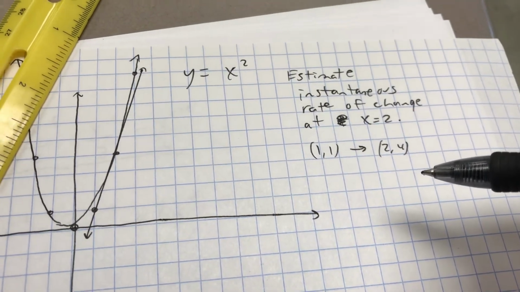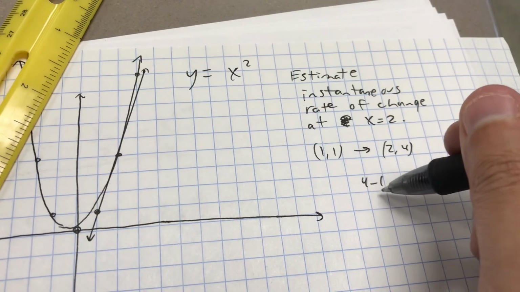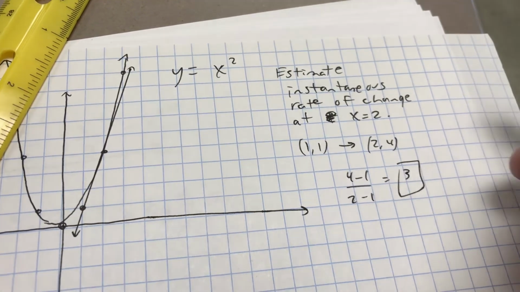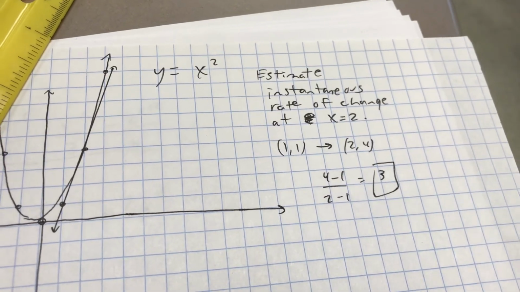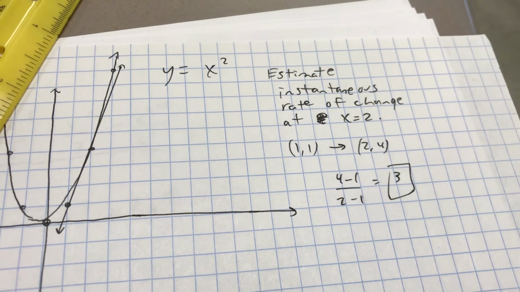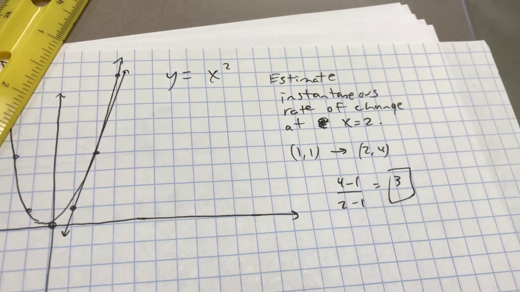So the point 1, 1 to the point 2, 4. Slope 4 minus 1 over 2 minus 1 is equal to 3, okay? And that would be my estimated slope. If you saw the other video where I pick points and actually substitute them into the equation, looks like the actual slope is going to be closer to 4.